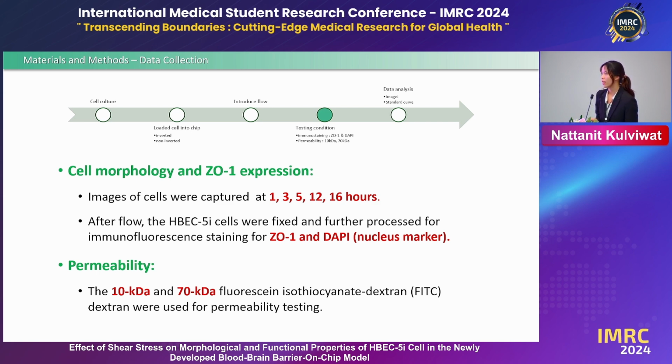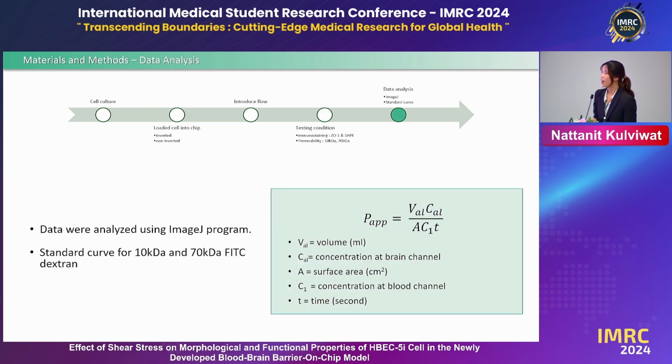For permeability, we will introduce two different molecular weights of FITC-dextran, which are 10 kilodalton and 70 kilodalton. After that, the images will be collected and analyzed by ImageJ, and the outlet media will be used for calculating the FITC-dextran concentration, the fluorescence intensity, and the apparent permeability will be calculated.